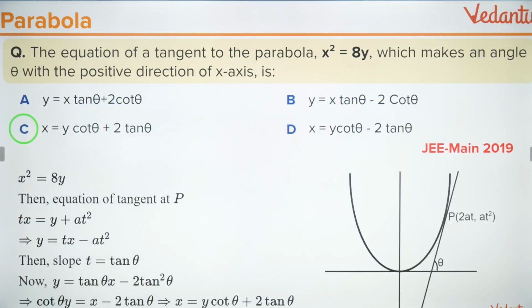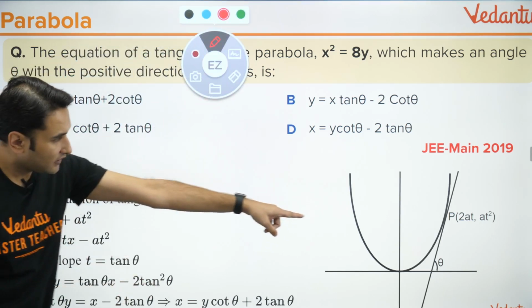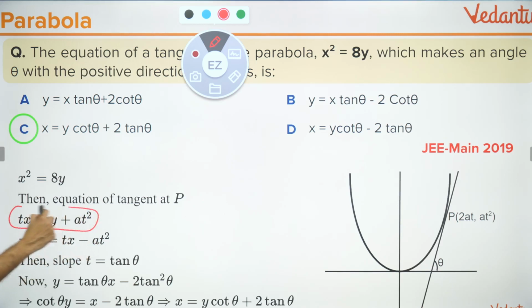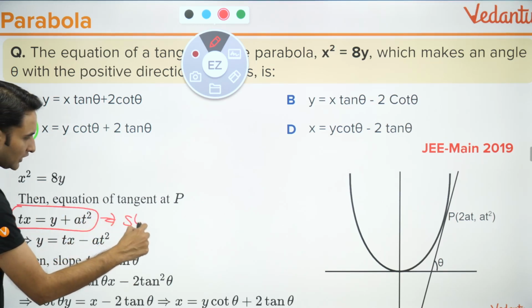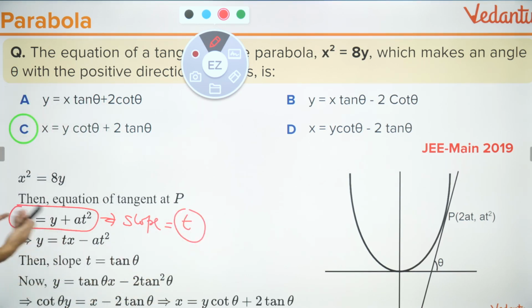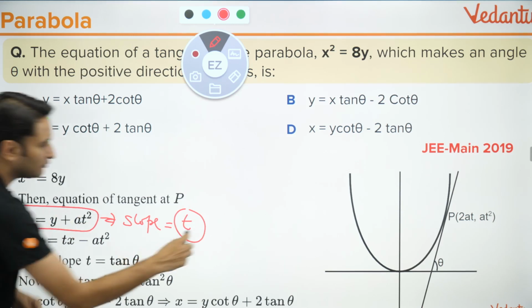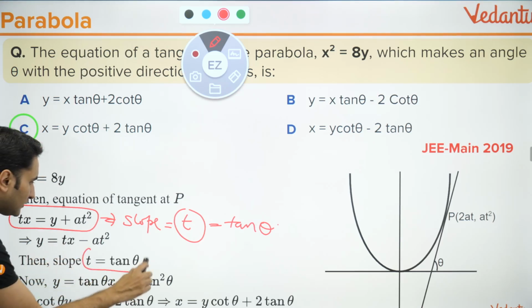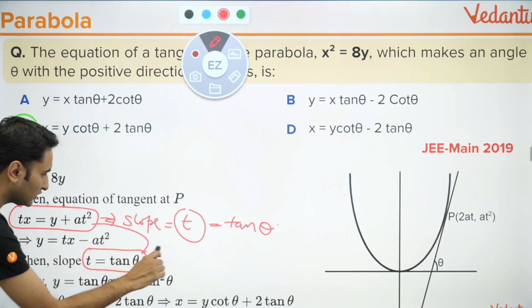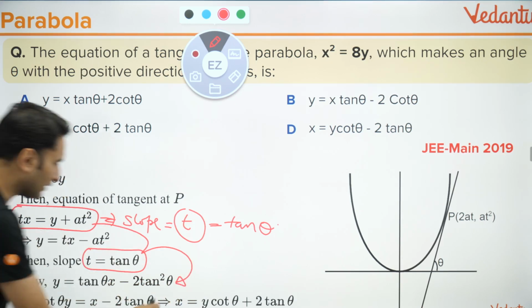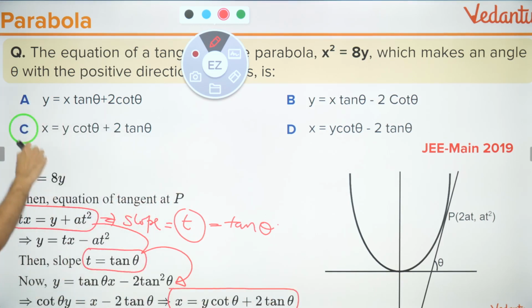समझ में आया? What did I do? देखो same thing here repeated. This is (2at, at²). The equation of the tangent बच्चों क्या हो जाएगा? tx = y + at². इसका slope कितना हो गया? Slope is equal to t, because this is y = mx. But that is equal to tan theta. So replace t by tan theta, and this equation will convert into this, right? Which will become this. The answer is C.